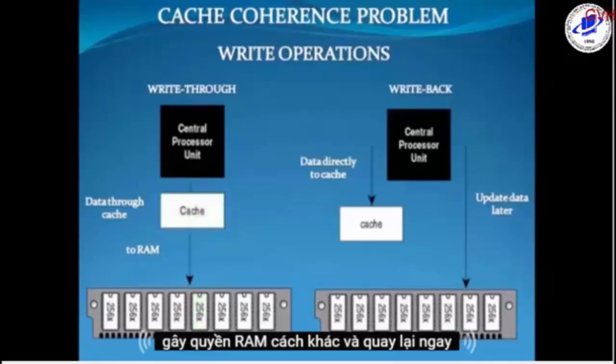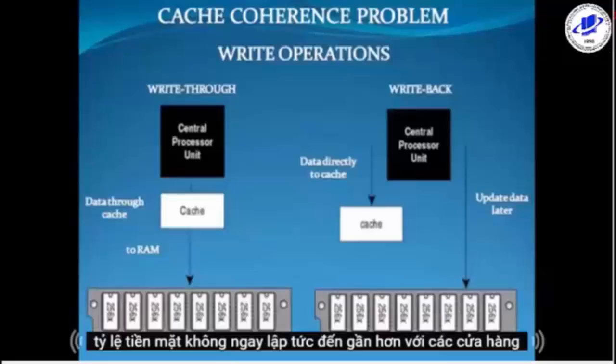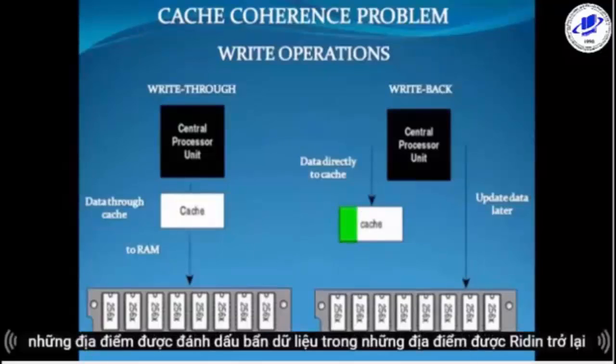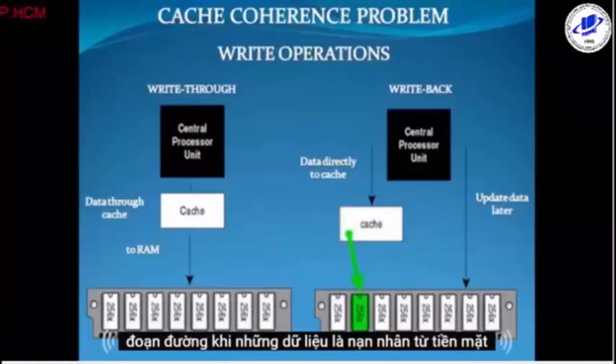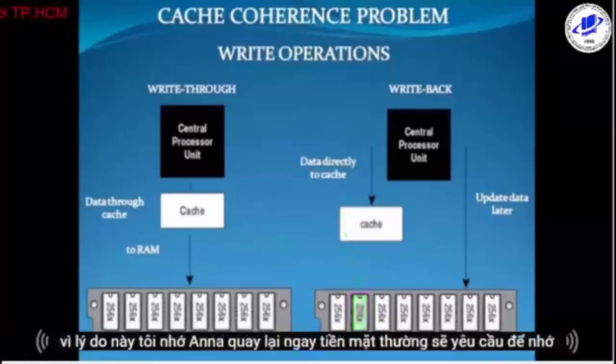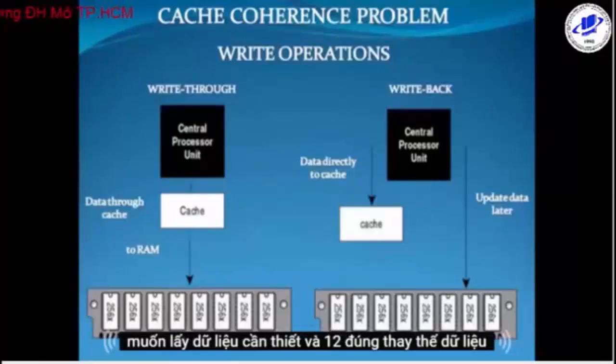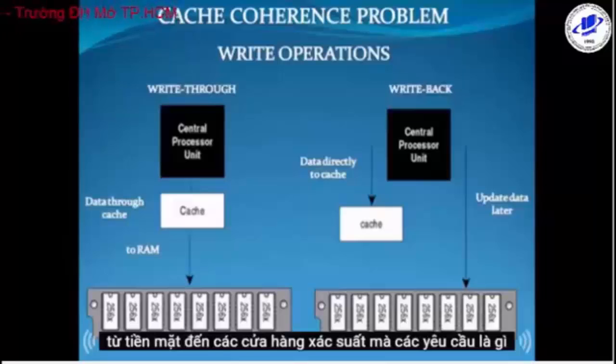Alternatively, in a write-back cache, writes are not immediately mirrored to the store. Instead, the cache tracks which of its locations have been written over. These locations are marked dirty. The data in these locations is written back to the RAM when those data are evicted from the cache. For this reason, a miss in a write-back cache will often require 2 memory accesses to service, one to retrieve the needed data, and one to write replaced data from the cache to the store.